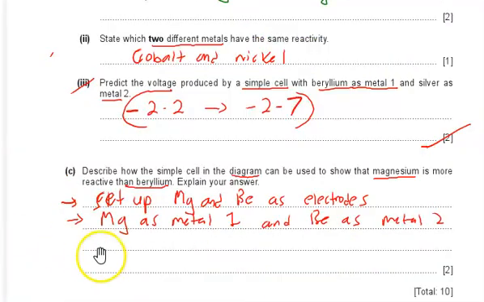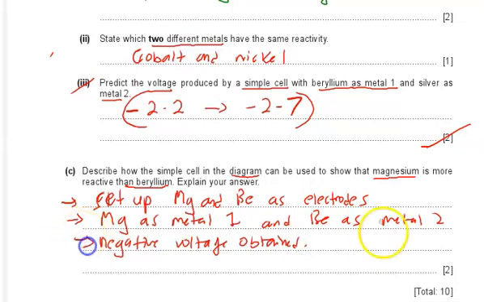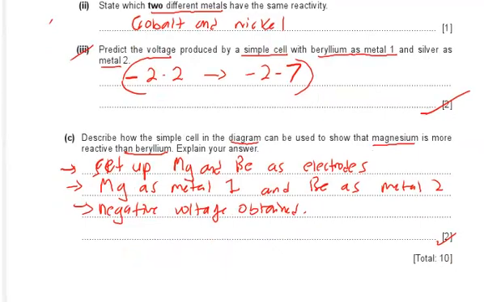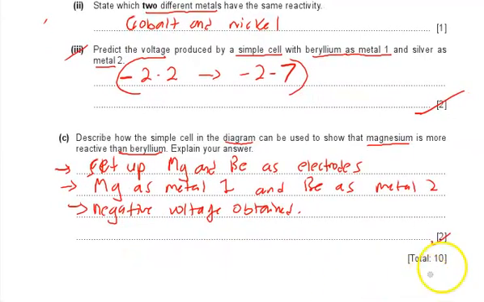So we can write it down here: a negative voltage obtained. So this is your answer here, for 2 marks. So the total for this question you'll be getting about 10 marks. Okay, so let us move to the next question.